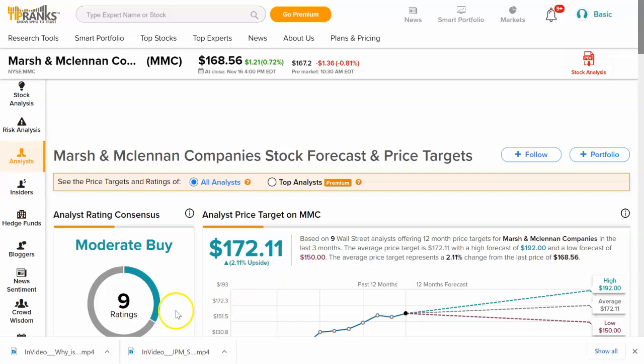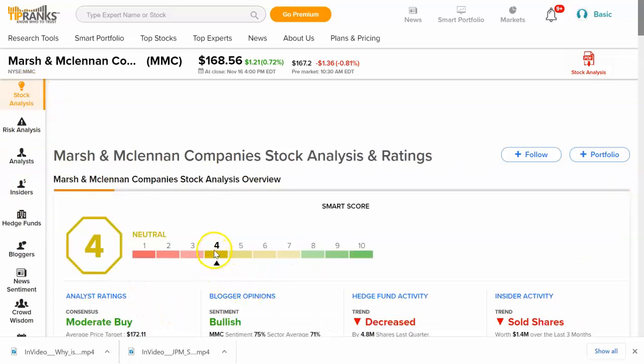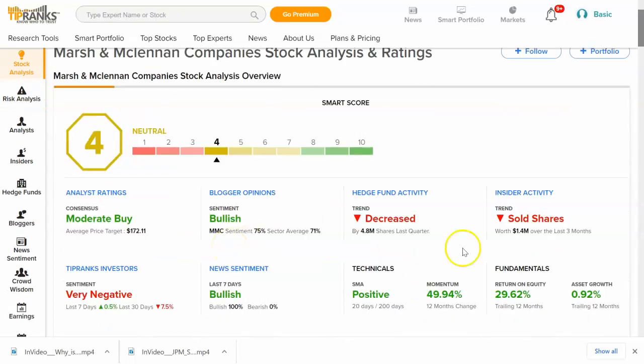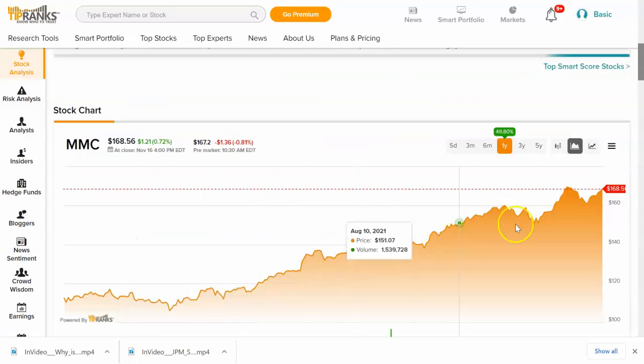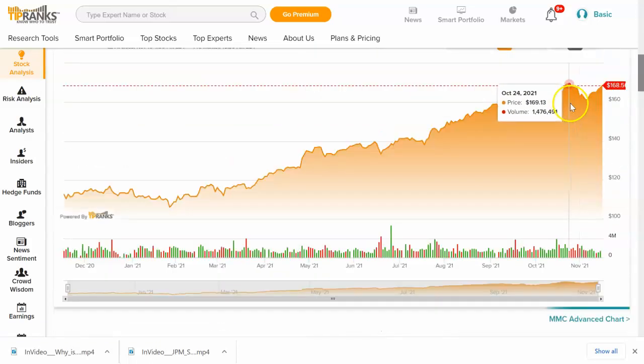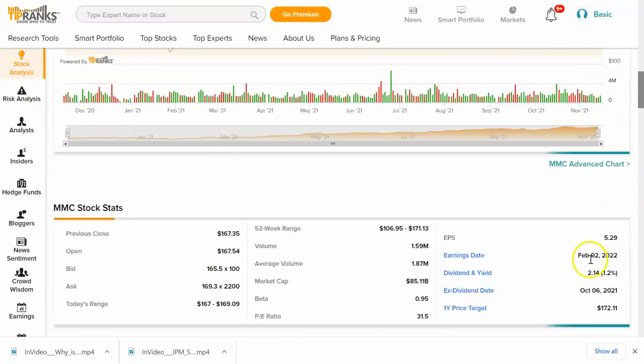It's not much difference. They're showing it a moderate buy, and this ranking is a 4. That's not good. Hedge fund activities decreased, insider activities decreased. Technicals and fundamentals. Like I say, this company is terrific. TipRanks investors is very negative. I don't usually go by that, but there's that. Just looking at that chart, man, that's what you want to see. Double top there. Earnings in February.